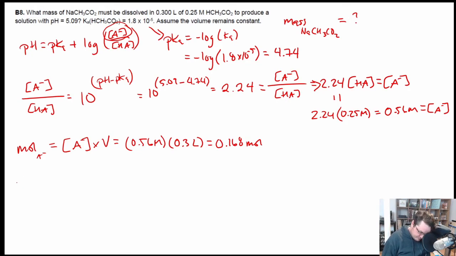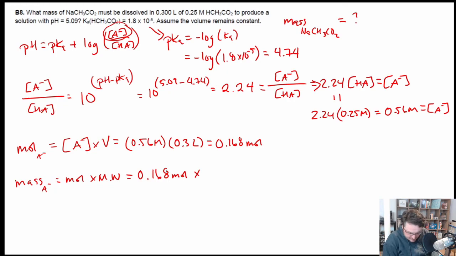And so now we just need to figure out what the mass is. The mass of the sodium acetate is going to be equal to the number of moles times the molecular weight. So that's going to be 0.168 moles times. So the molecular weight is, what's sodium, like 23, I think? Yeah, 23 or 22.99. I'll do 22.99. 22.99 plus 12.01 plus 3 times 1.01 plus 12.01 plus 16 times 2 comes out to 82.04 grams per mole. Moles cancel, so we end up with grams.